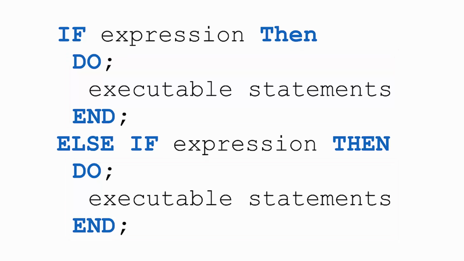The general form of a do group in an if-then-else statement is shown here. It's very similar to the if-then-else statement you already know. At the end of the if-then statement, you specify the do statement. Then, the statements to execute if the condition is true. Notice that each do group must end with an end statement. Here, the else statement contains a second do group.